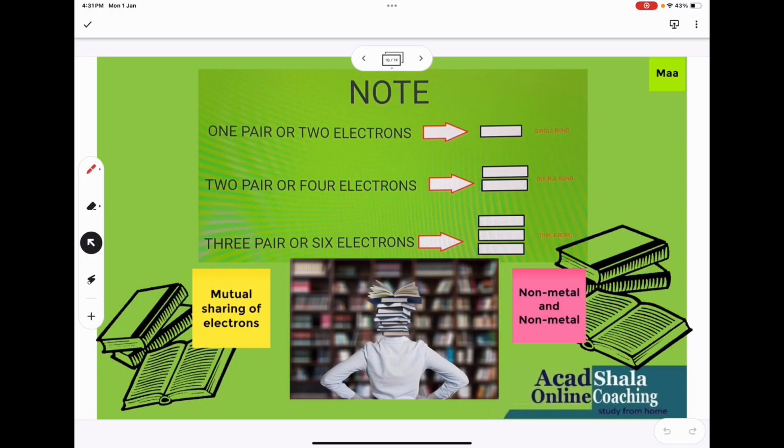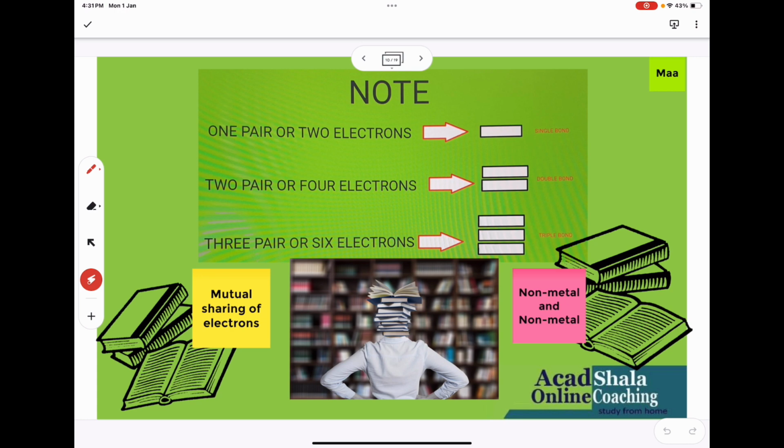What is a covalent bond? When a non-metal reacts with another non-metal, mutual sharing of electrons forms a bond. So students always remember, whenever we study covalent bond, it should come in your mind that we are talking about sharing of electrons. And when the sharing of electrons takes place, it should immediately come in your mind that we are talking about a non-metal and a non-metal. Always remember, covalent bonding takes place between a non-metal and a non-metal.